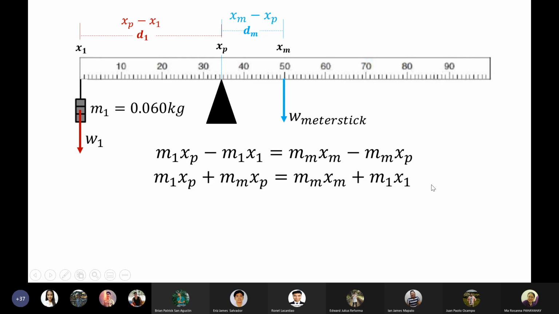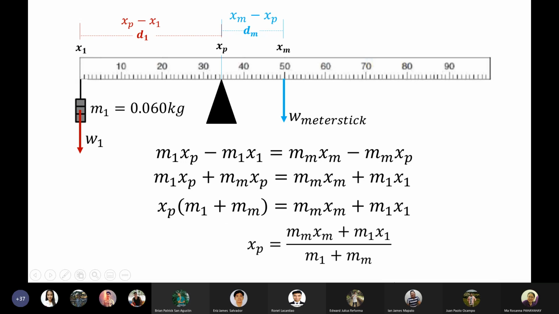So, the next step here is we will factor out XP since we are going to look for XP. So, factor out natin si XP and that will be the case. And divide both sides by M1 plus M of meter stick. Okay. So, this is now the formula to determine where should be the pivot. Okay, the position of the pivot. So, ang pinag-uusapan nating XP dito ay position along X. X means position along X.